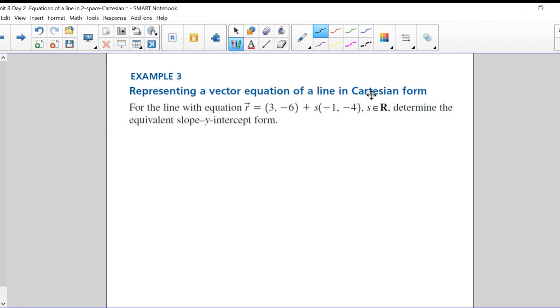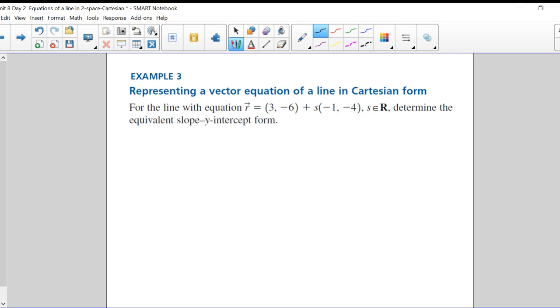So I'm going to ignore it. It does say slope-intercept form. That's not what we're going to do. We're going to put this into Cartesian form. So we have one point on the line, which is at 3, minus 6, and we also have a position vector of minus 1 and 4.